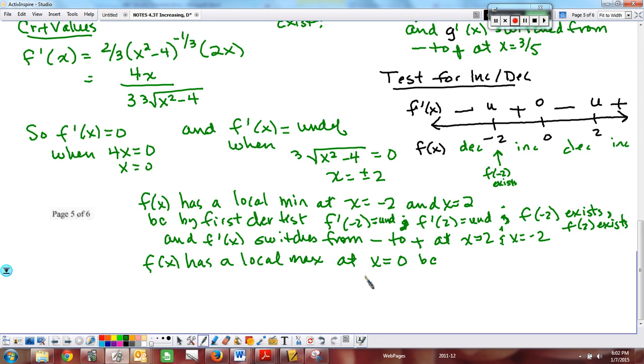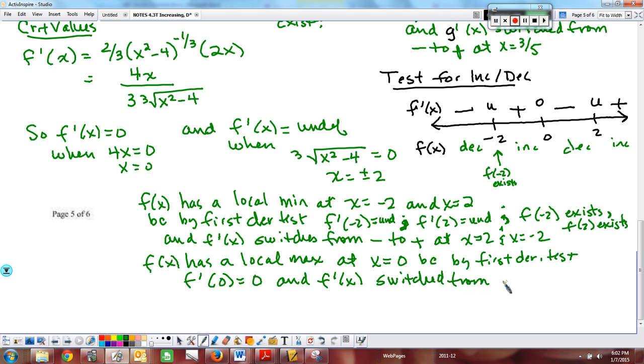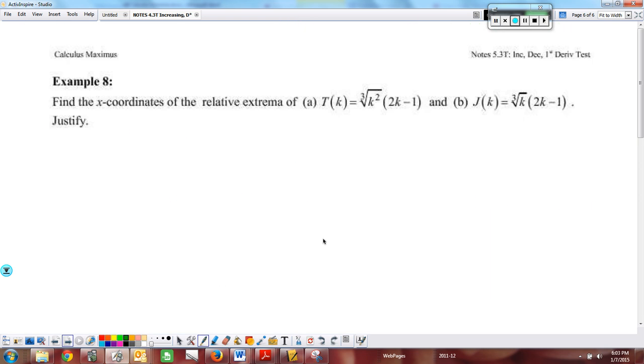F of x has a local max at x equal to 0 because, by the first derivative test, f prime of 0 was 0, and f prime of x switched from positive to negative at x equal to 0. Alright, so regardless of what's on this next page, I'm going to go ahead and stop there for this video, and I'm going to do example 9 in the next one.